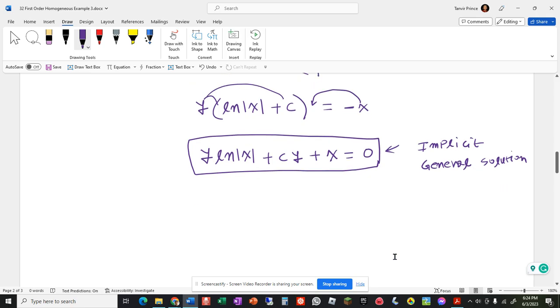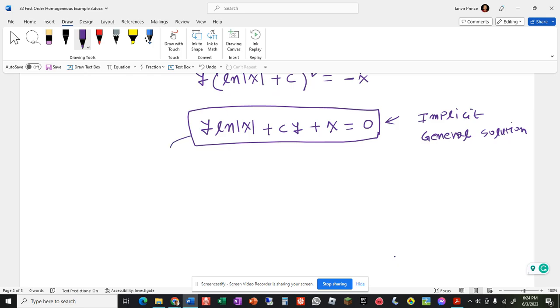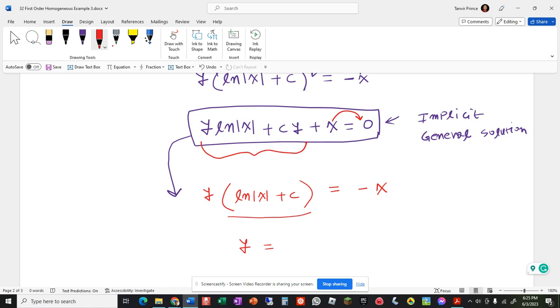But before that, can we actually make it explicit? It's not that hard to make it explicit, so let's do it. Whenever you can make an explicit solution, in other words, you can solve y in terms of x, please do that if it is not very hard. So here you can see that from these two terms, I can factor out y, and I can move this x to the other side. And then finally, I can write y by dividing both sides by this factor.